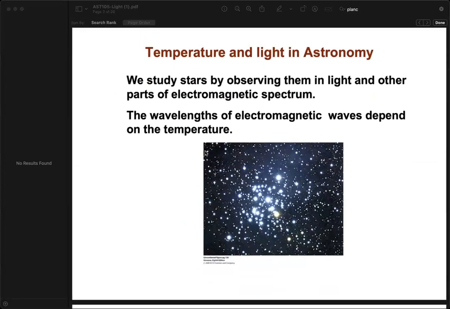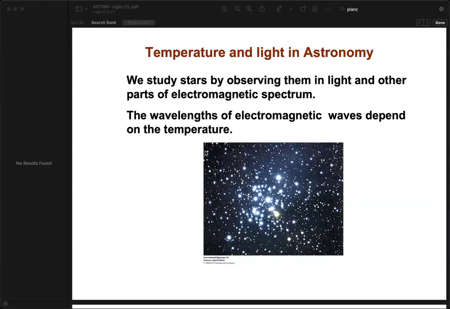Temperature and light in astronomy. So we know the temperature of the sun. We know the temperature of different stars. How do we know about those temperatures? So many astronomical objects are so far away that we couldn't take any kind of instrument to get their temperature. And there is actually a relation between temperature and light.